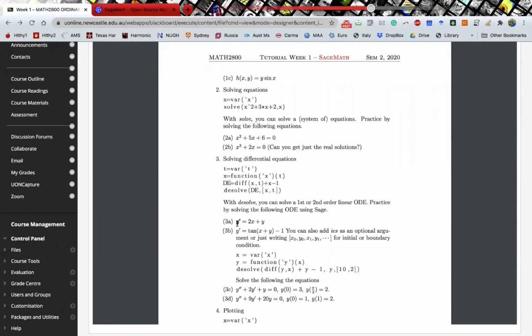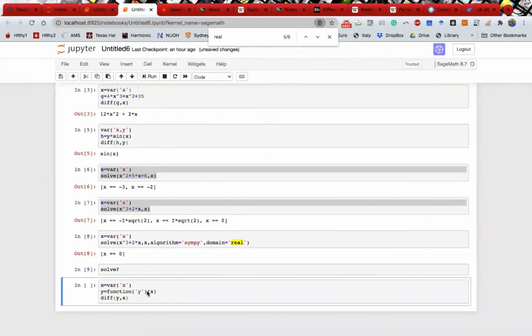So y prime, we know how to write this. y prime is the derivative of y in terms of x, and I should write y prime and everything on one side of the equality. So I will write y prime minus 2 times x minus y. And sorry, I have one which is wrong.